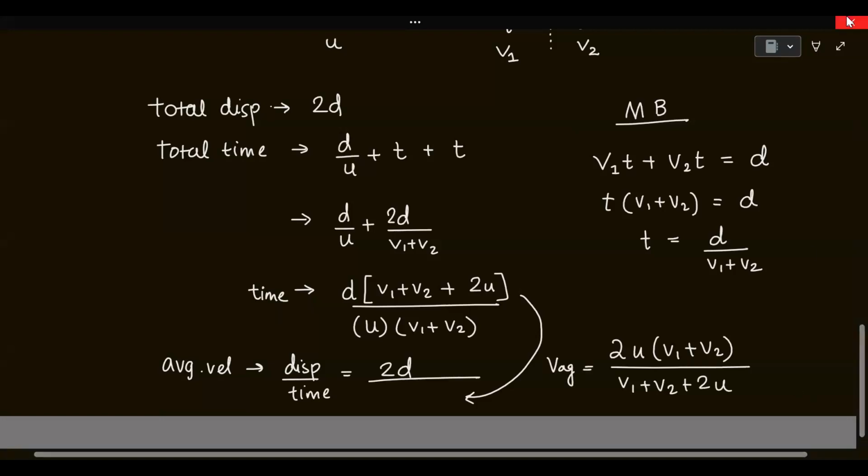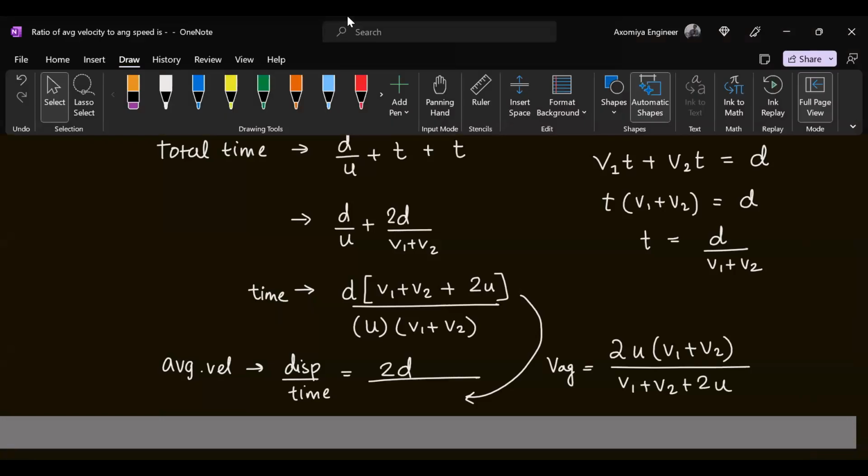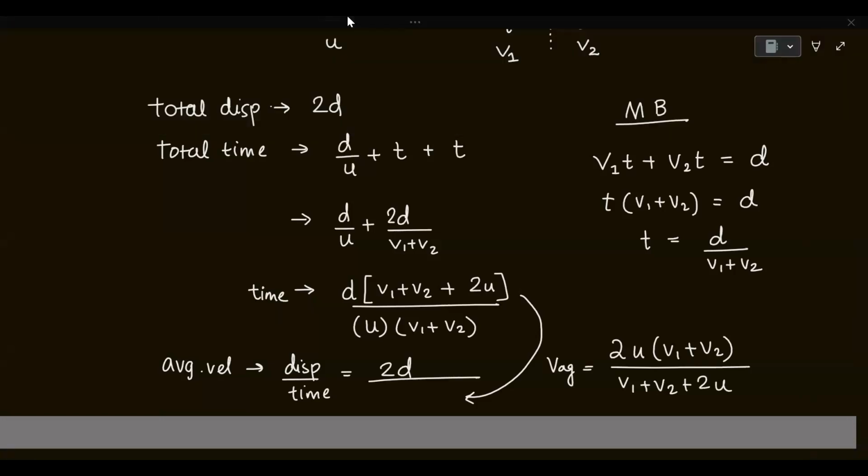Nicely done. Ishani also got very, very close. I think you just missed one variable, right? I think just 2u.